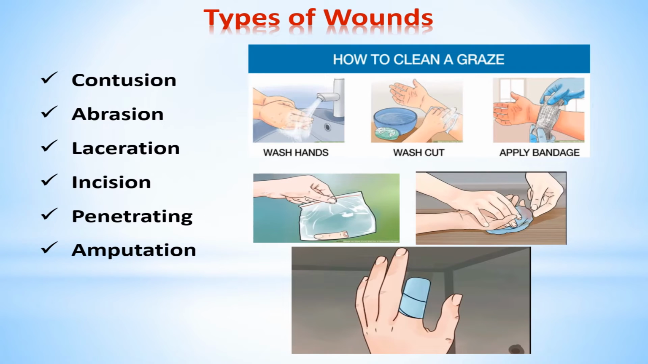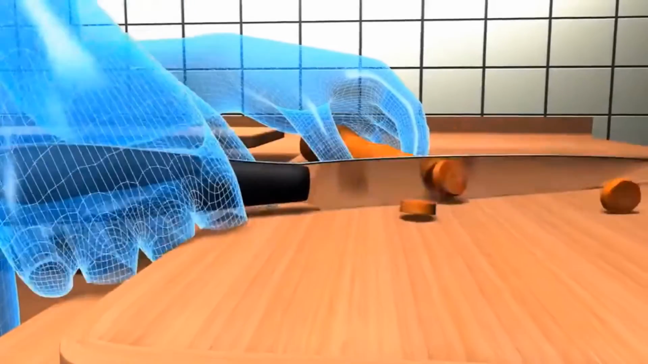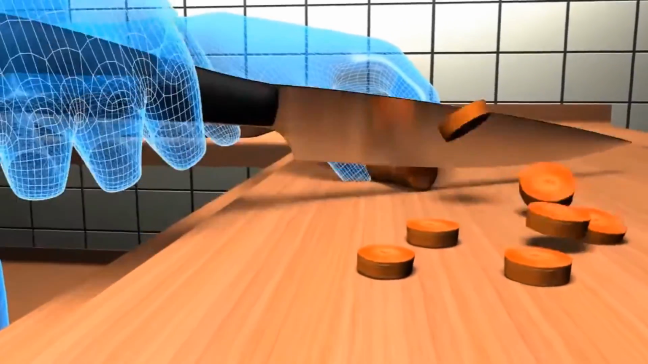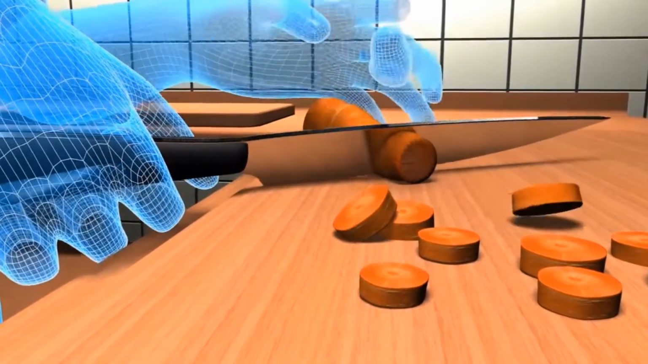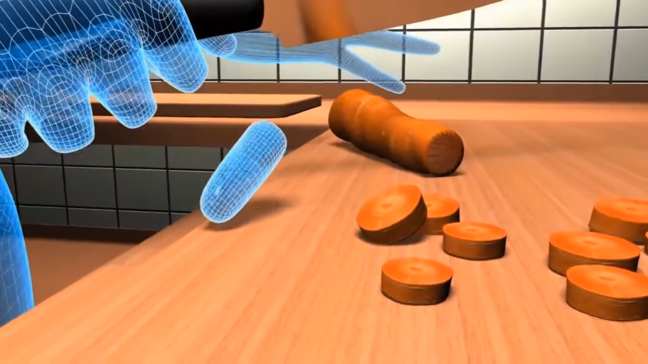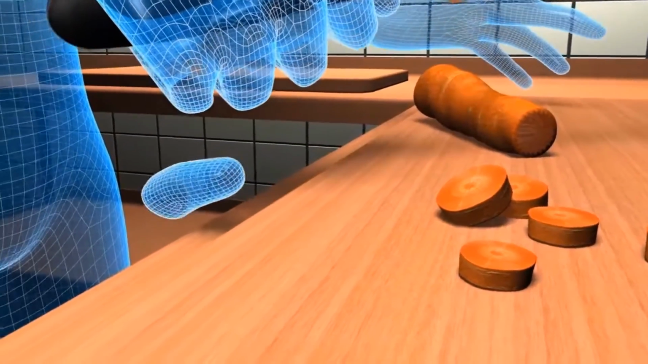Types of wounds: A. Contusion. B. Abrasion. C. Laceration. D. Incision. E. Penetrating. F. Amputation. The word amputation is used to describe an event when a part of the body has become detached or removed from the body. A finger that has accidentally been cut off from the hand is an example of an amputation.